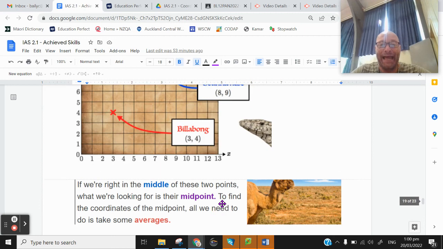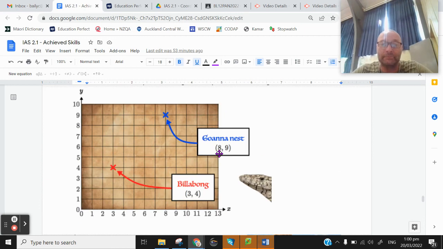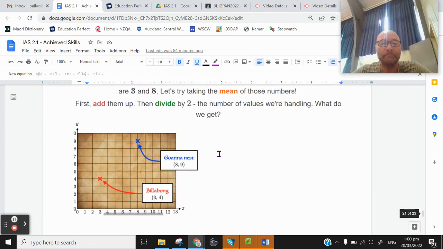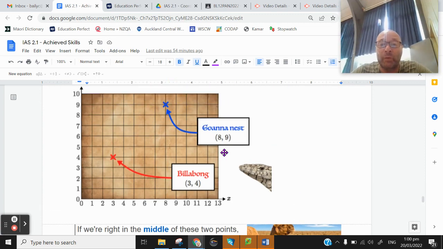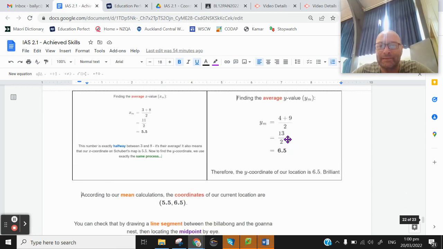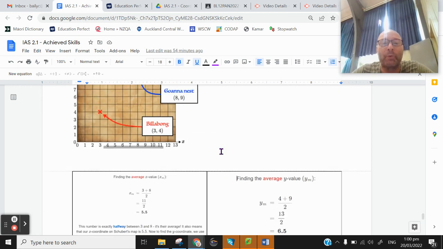2. So you're going to add 3 plus 8, 11, divide by 2, 5.5. So that is going to be the x value's midpoint. Then you're going to do the same thing with the y's. You're going to add 4 plus 9, which is 13. Divide that by 2, you get 6.5.